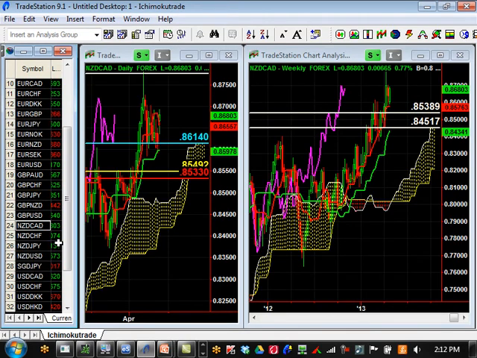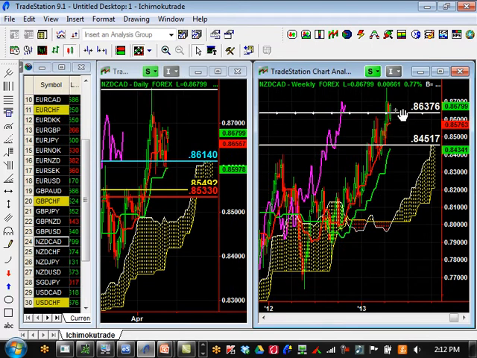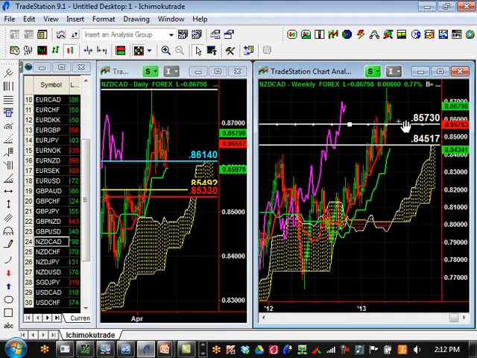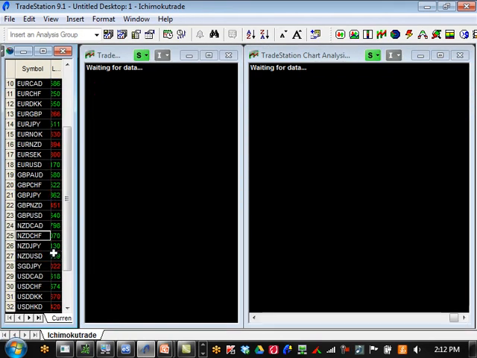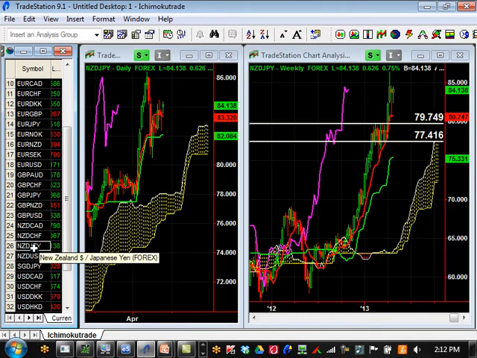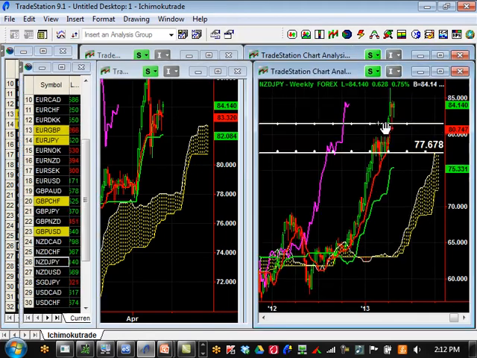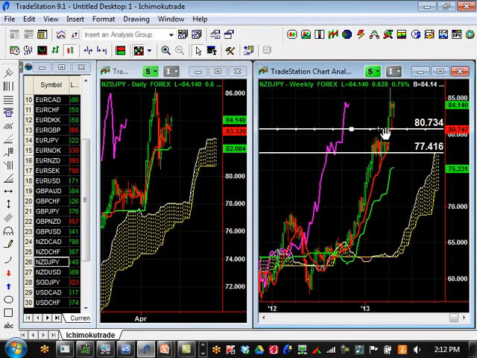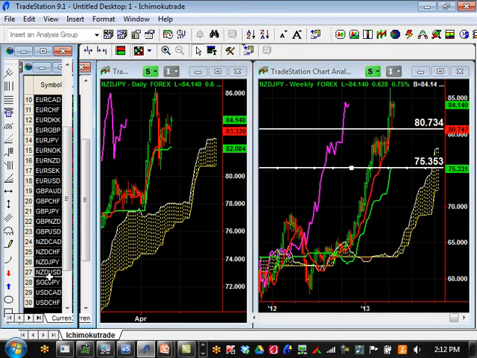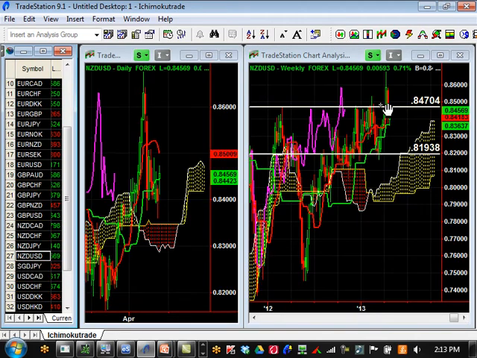New Zealand CAD, if you look here, it's basically a trend upwards on both the daily and weekly. Support on this one is going to be roughly about 85.73 as its first minor support, and major support will be 84.27. Pound New Zealand Switzy, nothing really going on here except ranging between 76.71 and 79.97. New Zealand Yen is still bullish, trending on both the daily and the weekly. Support on this guy is going to be roughly about 80.73, and then the next level will be roughly about 75.35.